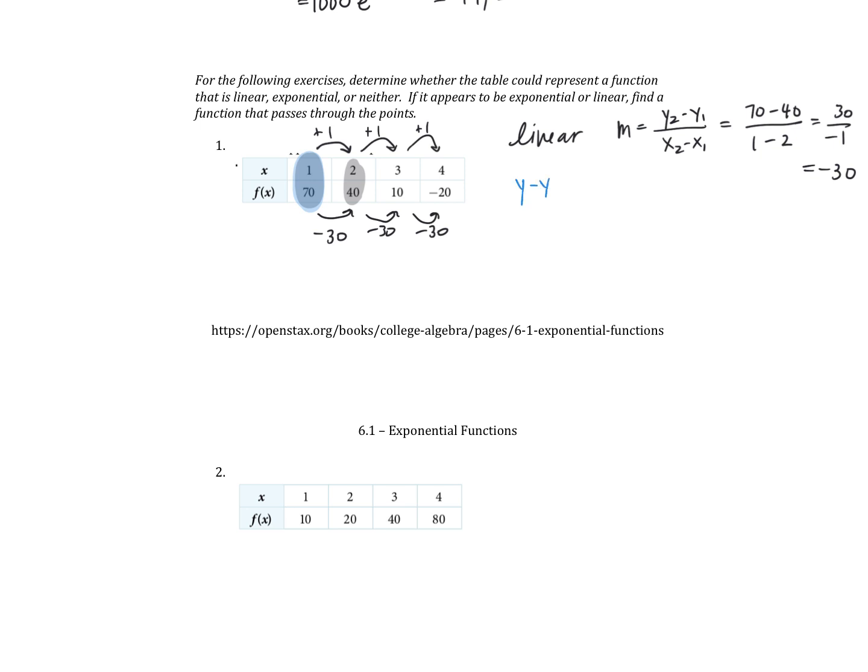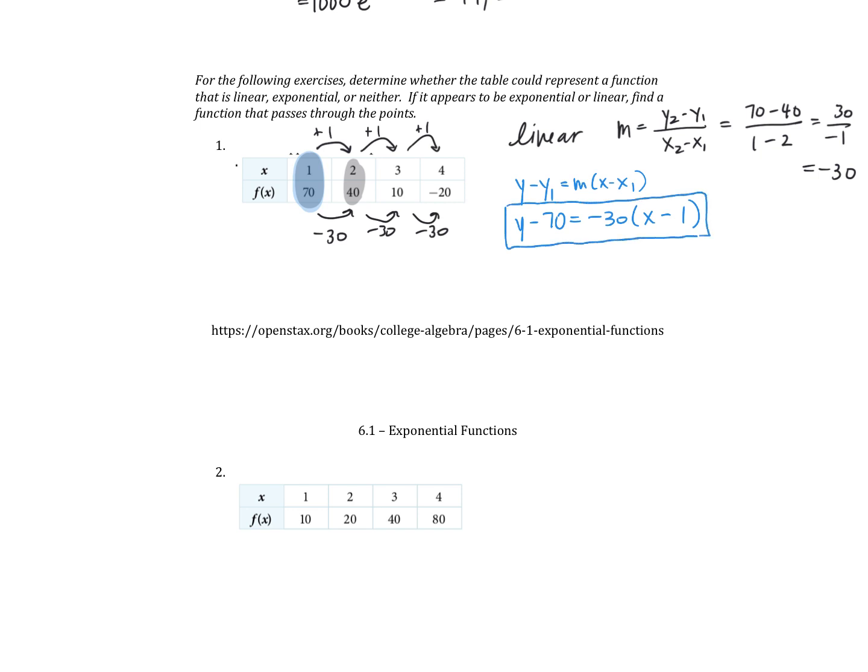And you need to use the point-slope form of the equation to write your linear equation. So y minus y1, which is 70, is equal to m, which is negative 30, times x minus x1, which is 1. You could just leave it here because it doesn't tell you what form of line you should put it in, so you could just leave it right here.